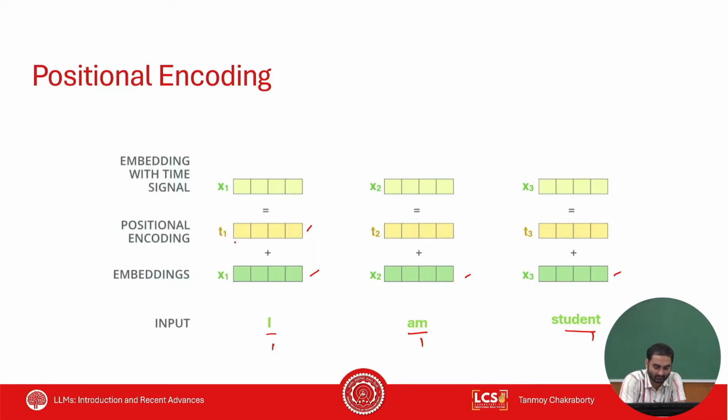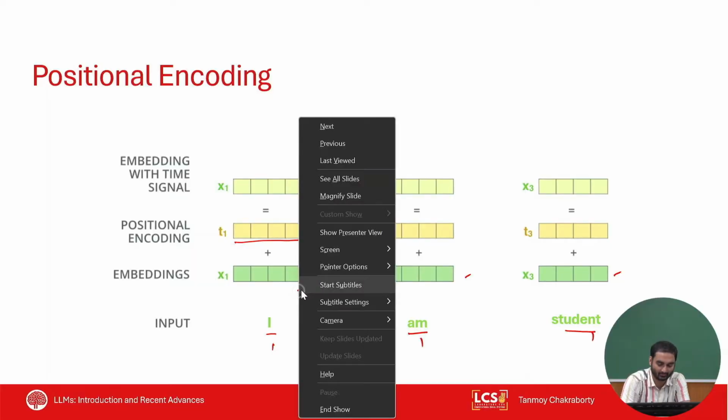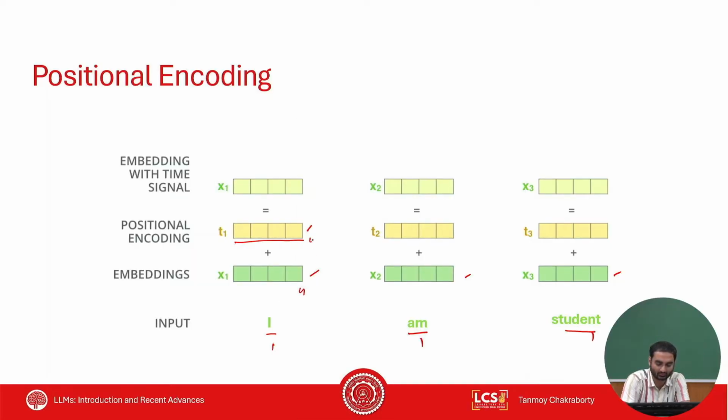A positional embedding is a vector of the same size as the input. If the input vector size is 4, this will also be 4. This is the positional embedding for token 1, this is for token 2, for token 3, and so on. Then we sum the word embedding, the token embedding, and the positional encoding, and this gives you the resultant embedding, which is position aware.